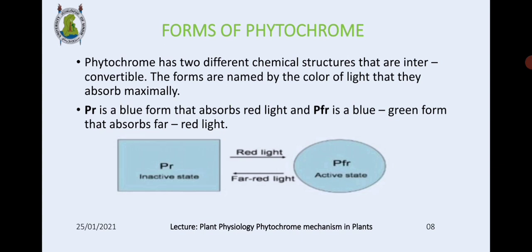Forms of phytochromes. Phytochromes have two different chemical structures that are interconvertible. The forms are named by the color of light that they absorb maximally. PR is a blue form that absorbs red light, and PFR is a blue-green form that absorbs far-red light. PR is called the inactive state, and PFR is called the active state. These two are interconvertible changes.